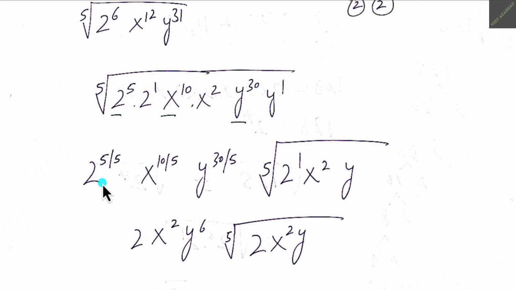So it will be 2 to the power of 5 divided by 5, x to the power of 10 divided by 5, y to the power of 30 divided by 5, and fifth root of 2 to the power of 1 x square y will stay as it is. So the final answer will be 2 to the power of 1 x square y to the power of 6 and fifth root of 2x square y.